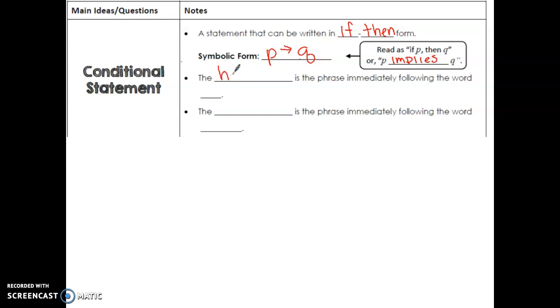The hypothesis is the phrase immediately following the word if. The conclusion is the phrase immediately following the word then. So everything after if is the hypothesis, and everything after then is the conclusion. In this symbolic form, that's pretty important, so whenever you see it, read it as if P, then Q.